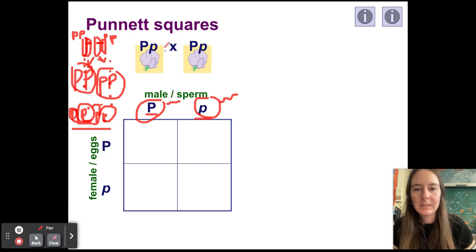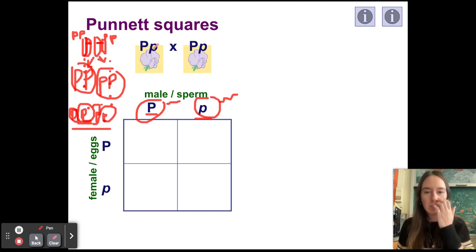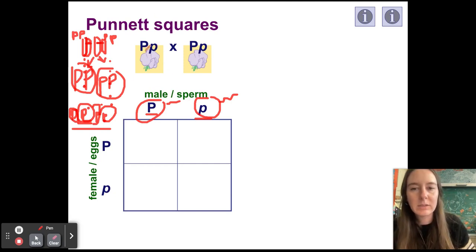Okay, so if we're talking about sexual reproduction, this is going to be the plant that donates a sperm. The sperm is going to land on the flower and fertilize this flower's egg. So this is this side. And then the same exact thing as this, right?